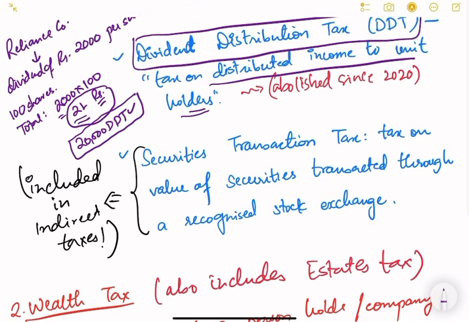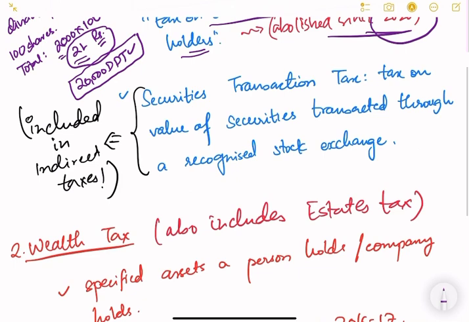However, this dividend distribution tax was abolished since 2020. So the Government of India has already abolished DDT from our system. But I have put it here just in order to show you that this is also one kind of direct tax. Now there is another kind of tax which is known as Securities Transaction Tax.